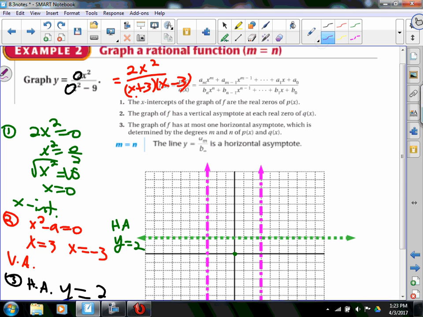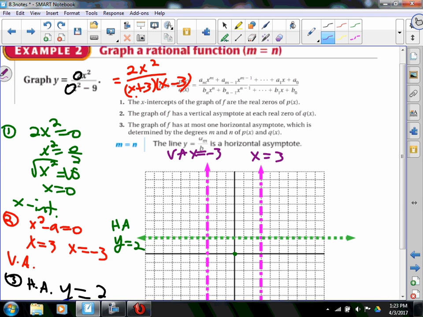And then we've got this vertical asymptote when x is negative 3, and when x is positive 3. We got another vertical asymptote. Wild and crazy looking graph. It is. And we haven't even graphed the thing yet.